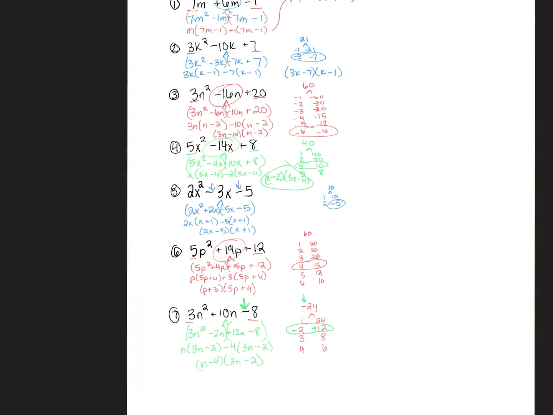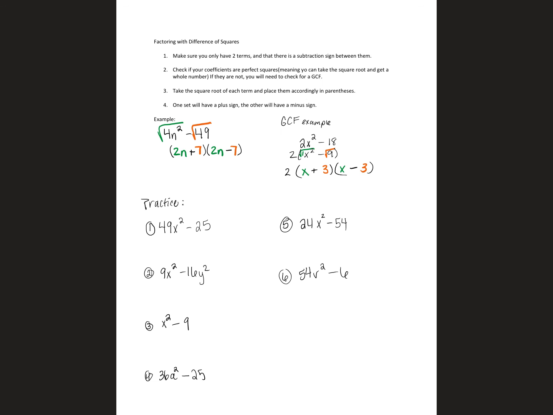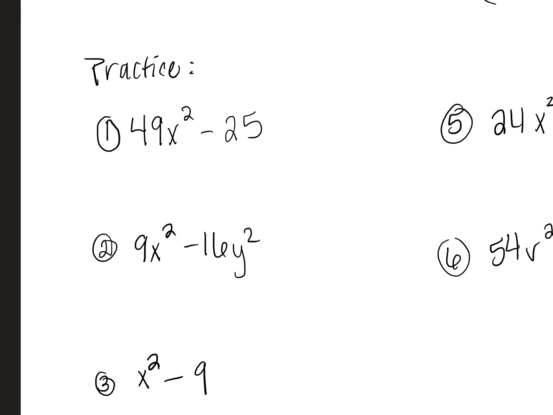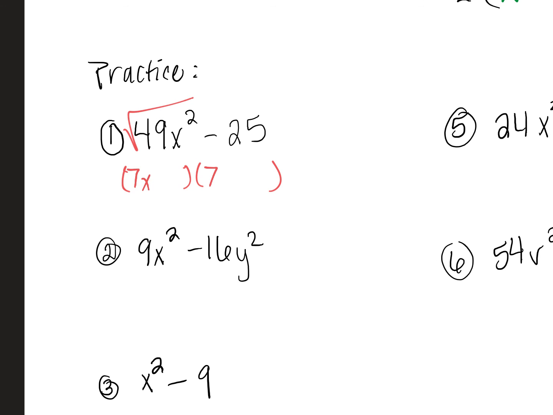Okay, so there's all of our general factoring problems. Now let's move on to our difference of squares. Okay, so remember we get 2 sets of parentheses. Take the square root of the first one, so that is 7x and 7x. Take the square root of the second one, which is 5 and 5. Then we get a plus and a minus.